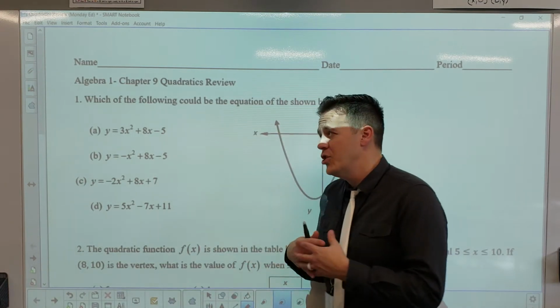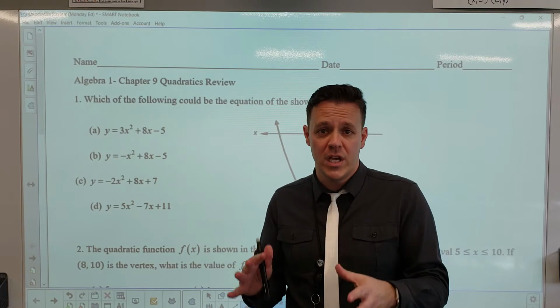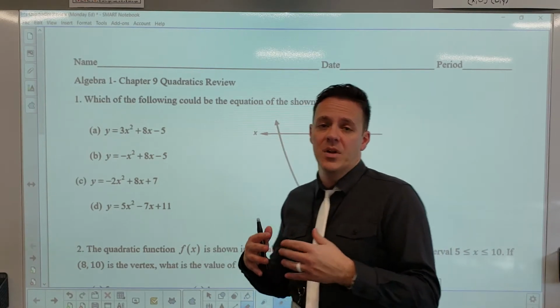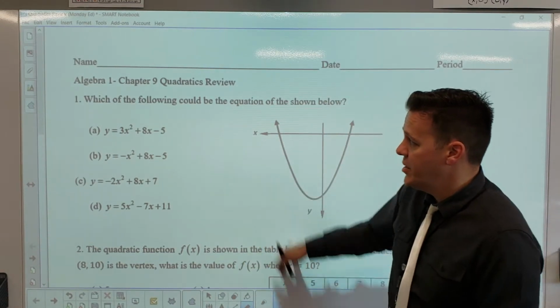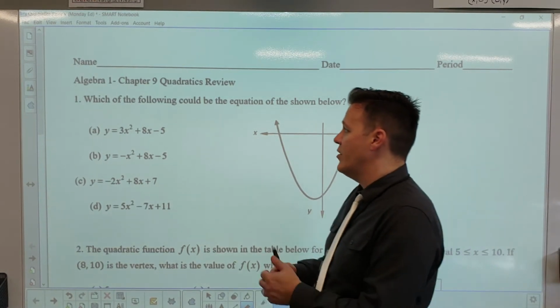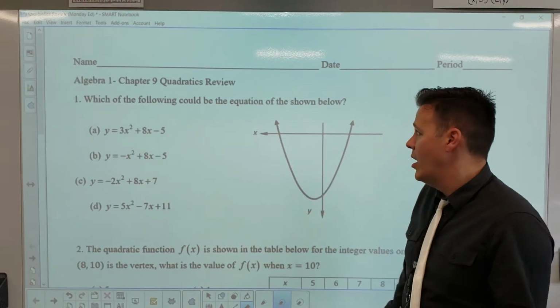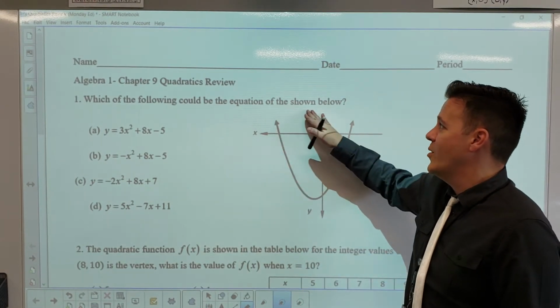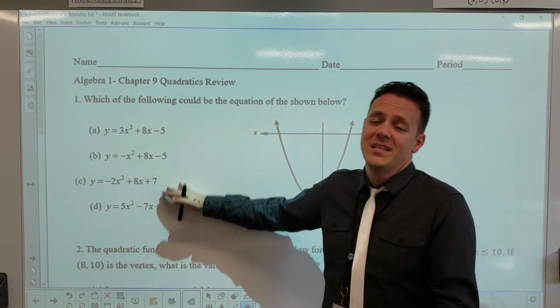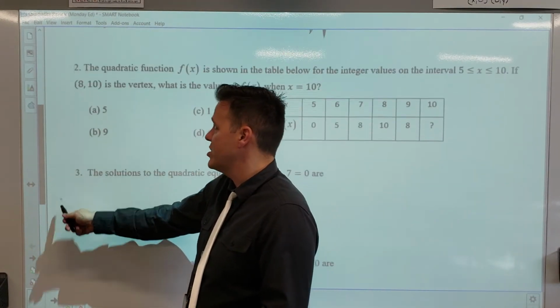A lot of the stuff you could technically use Desmos for, so I'm going to cover those areas briefly. For example, number one here, which of the following could be used to solve for Desmos? Okay, I'm not going to go over this. Which of the following could be an equation for the graph shown below? You could go into Desmos and answer number one, okay? Compare the picture, whatever looks close.